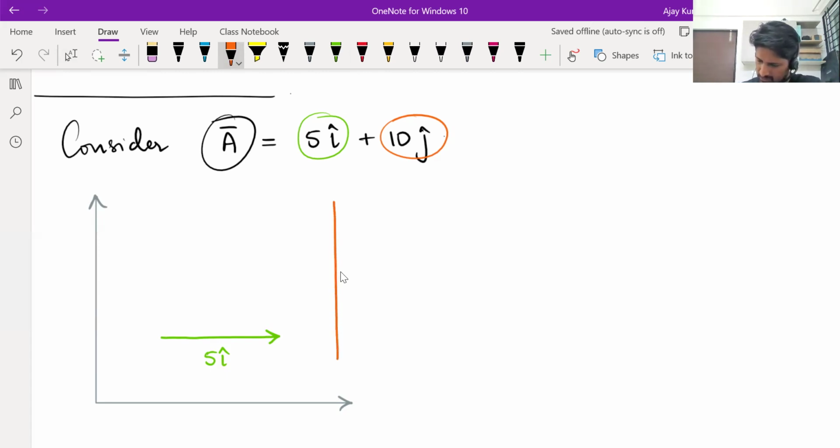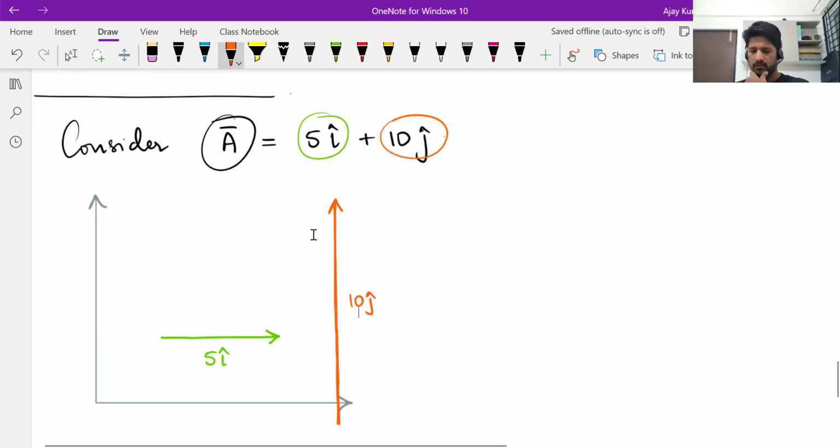And 10 units in the j cap direction. So assume this is twice as long. Is it twice as long? Not quite. We'll stretch it a little bit. I can draw it anywhere, doesn't matter. It can cut the axis also. Okay. And it should be pointed upward. So that is the 10 j cap vector.